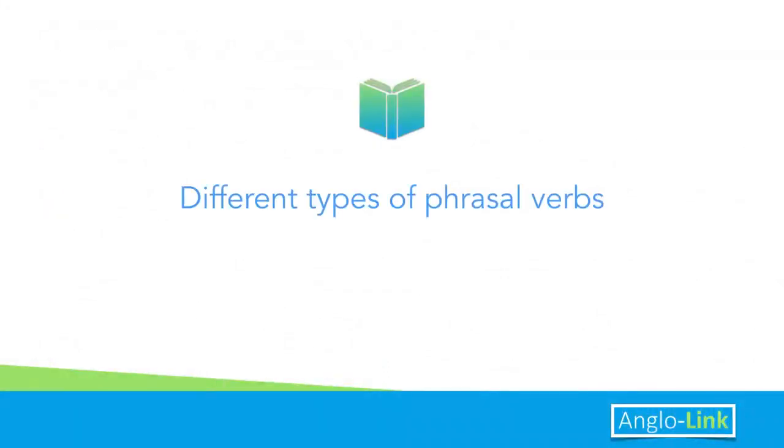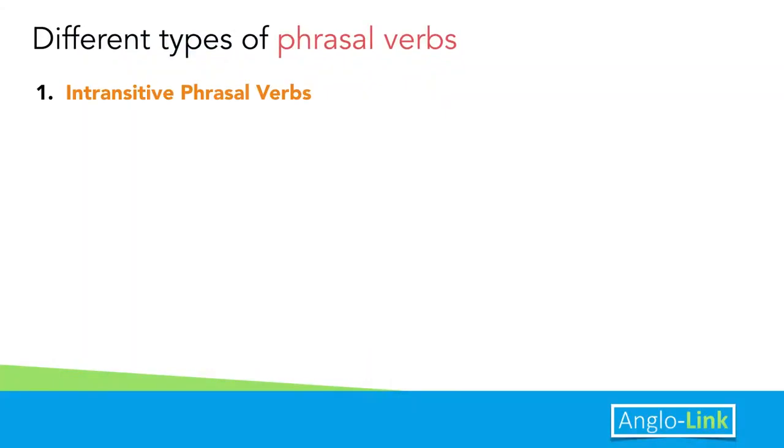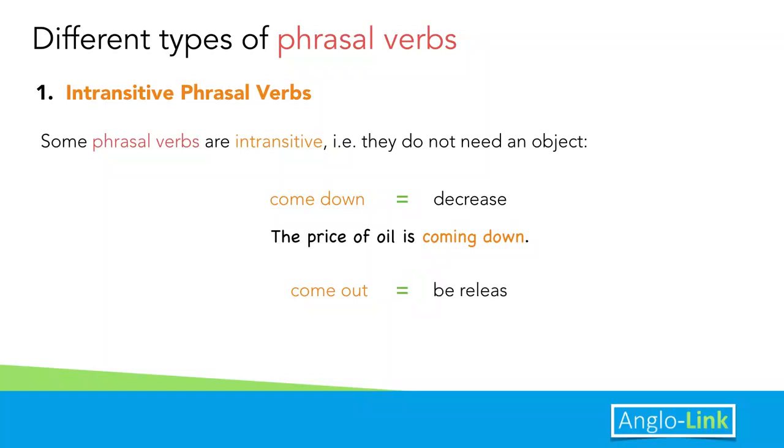Let's look at different types of phrasal verbs. The first type is intransitive phrasal verbs. So some phrasal verbs are intransitive. That means that they don't need an object. For example, come down, which means to decrease. The price of oil is coming down. Come out. That means to be released. This movie has just come out. These are intransitive phrasal verbs.